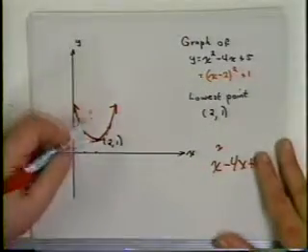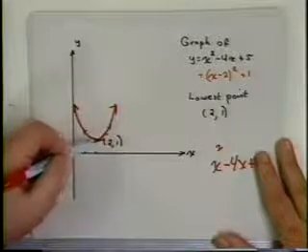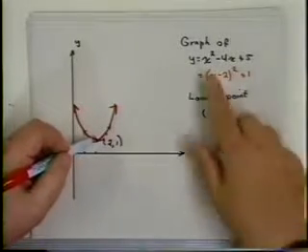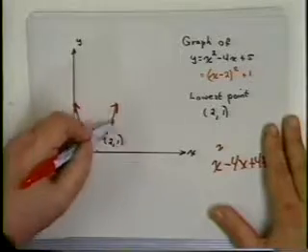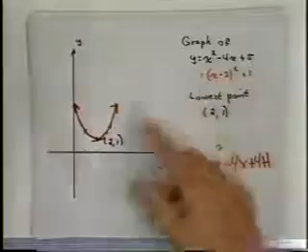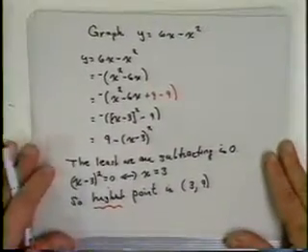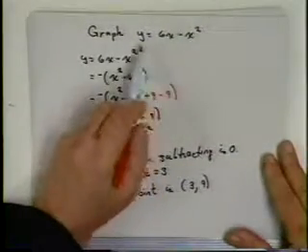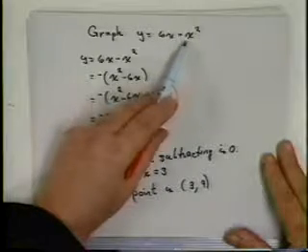By the way, I did mention that, how should I mention it? When this is positive, the parabola looks like this. When the coefficient of x squared is negative, something different happens, and we should point that out. Let's see if we could graph y equals 6x minus x squared.